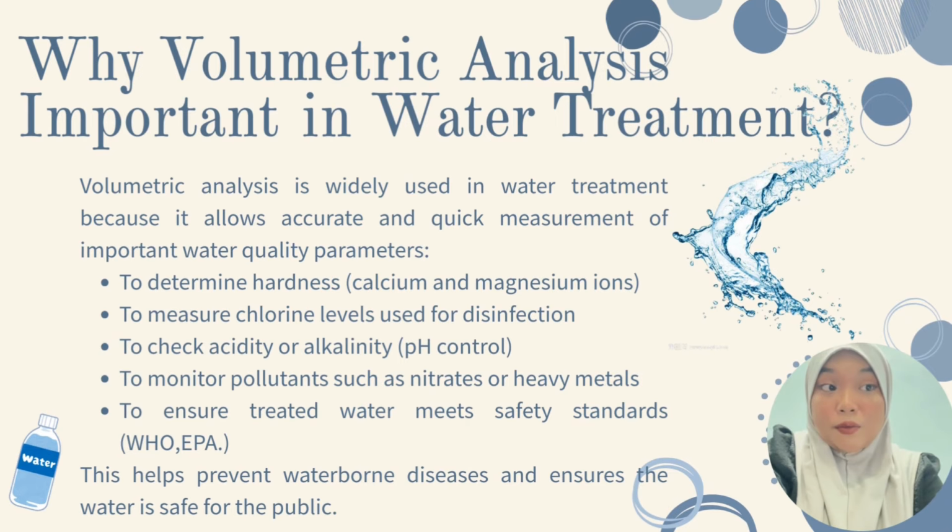Why is volumetric analysis important in water treatment? Volumetric analysis is widely used in water treatment because it allows accurate and reliable measurement of important water quality parameters. We have five uses. To determine hardness, calcium and magnesium ions. To measure chlorine level, used for disinfection.